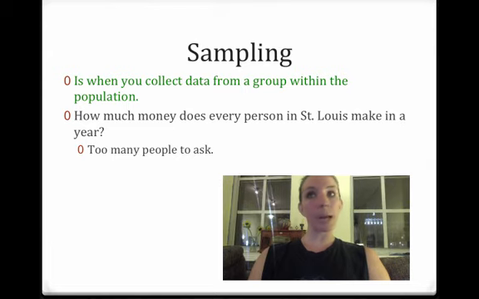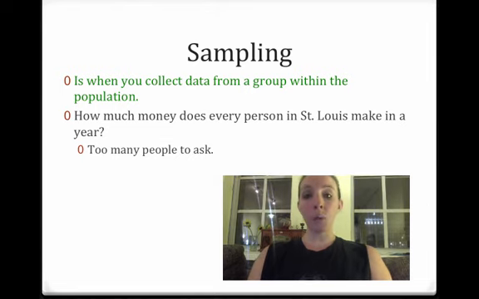Here's the thing. Sometimes populations that we want to learn more about would take too much time to talk to every single person in the population. Like the United States does a census once every 10 years where they ask every single person in the United States certain questions about themselves. How old are you? How many people are living in your house? And the reason that they do that once every 10 years is because it takes a really long time to talk to every single person in the United States.